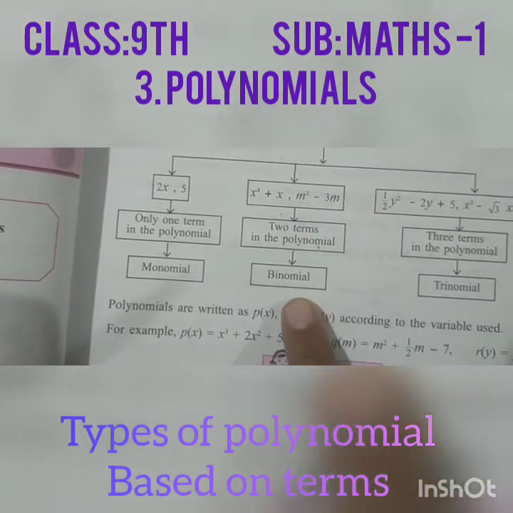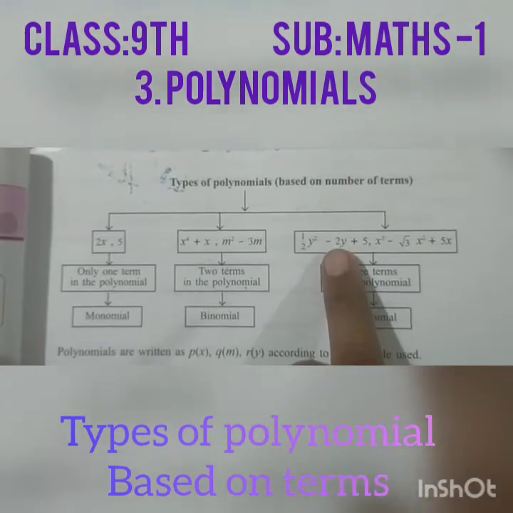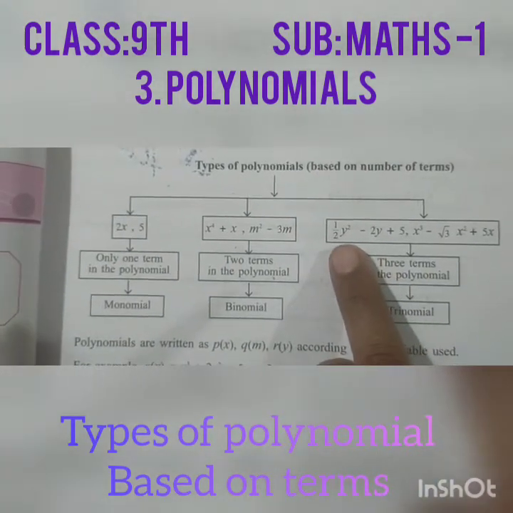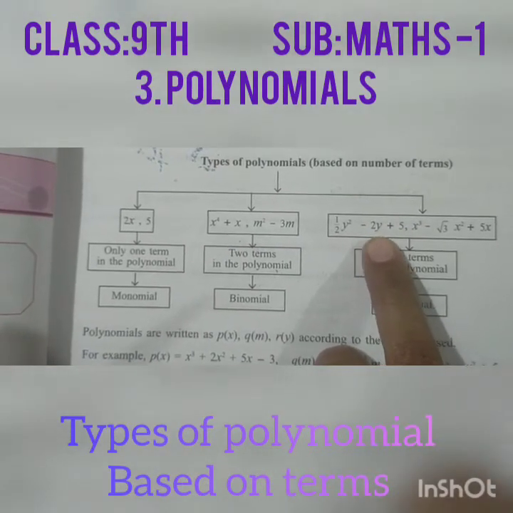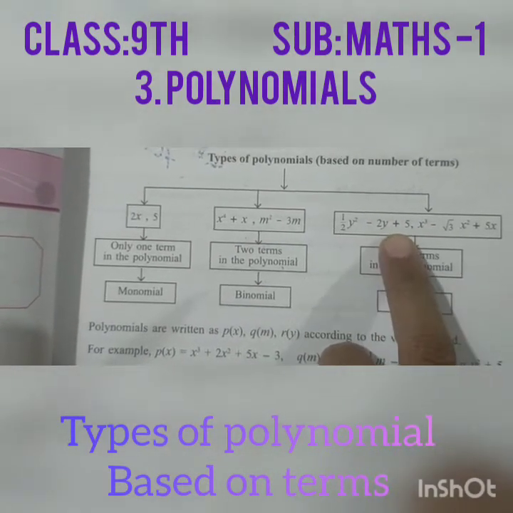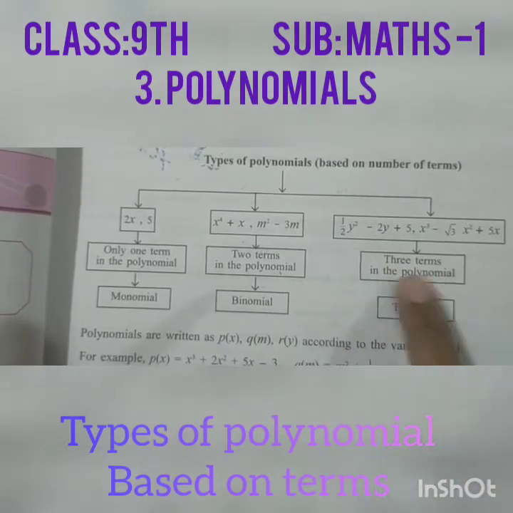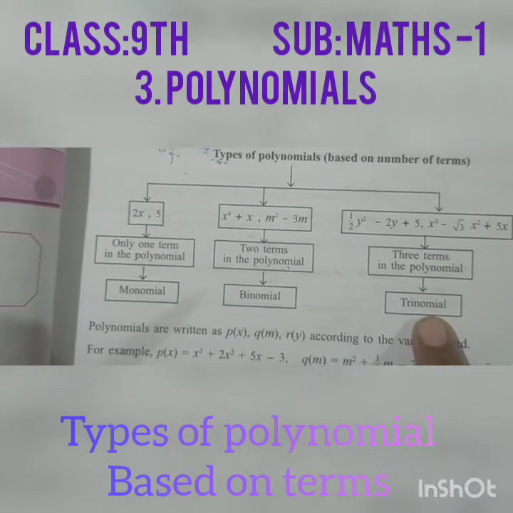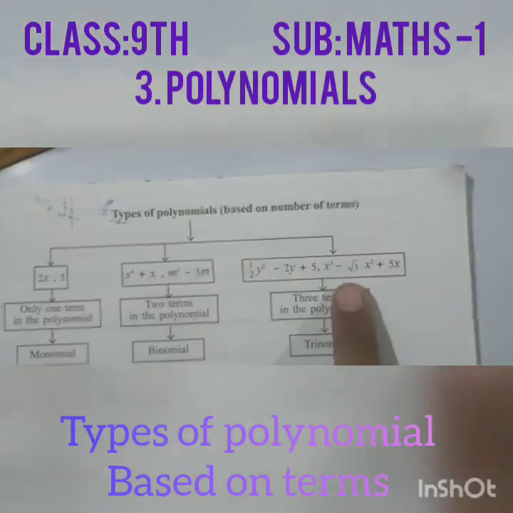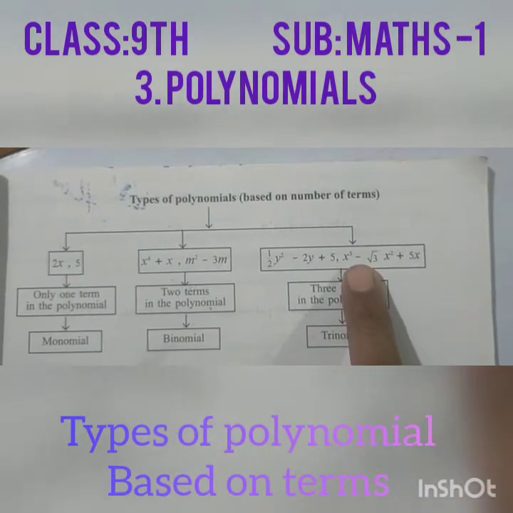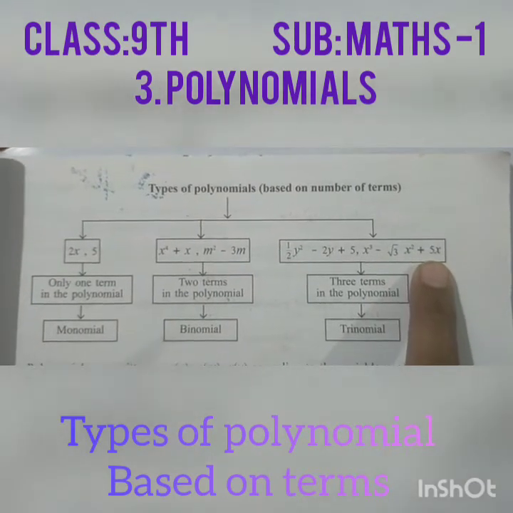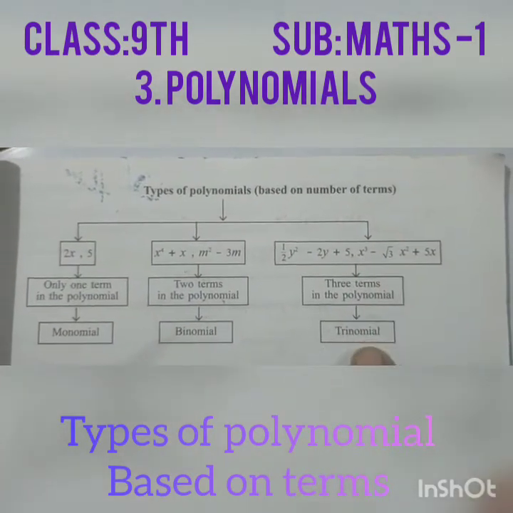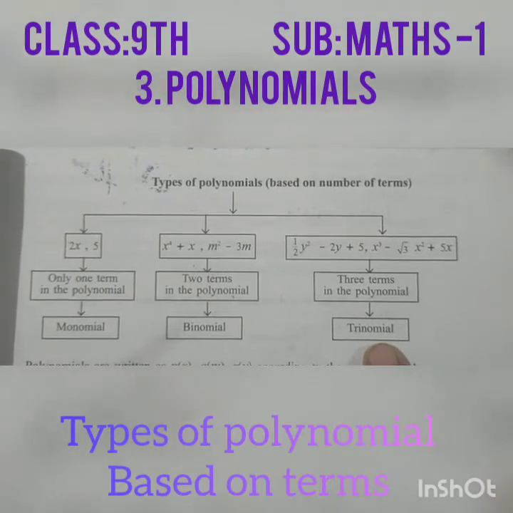Therefore, it is also binomial. And if the polynomial has three terms, 1 upon 2y square minus 2y plus 5, these are three terms. Therefore, a polynomial with three terms is called a trinomial. In the second example also, x cube is one term, the second term is root 3x square, and the third is 5x. Therefore, it is also a trinomial.